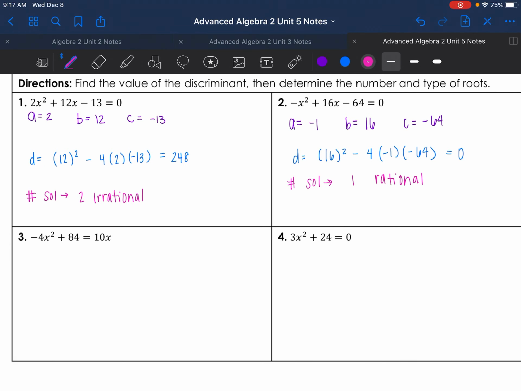Number 3, before you start labeling A, B, and C, your B is not 84 and your C is not 10. You've got to get it set equal to 0, which means I have to subtract 10x from both sides. Remember, your x always goes in the middle.